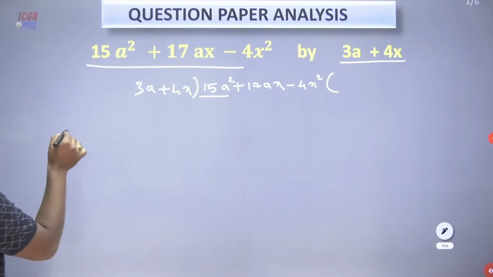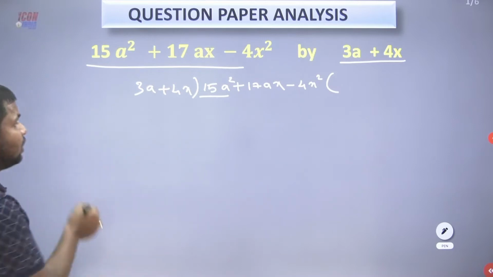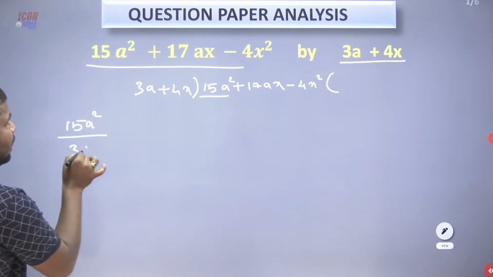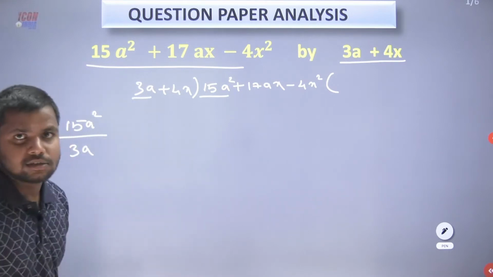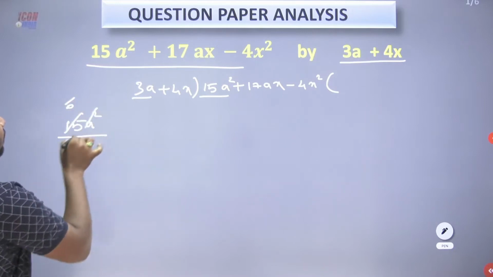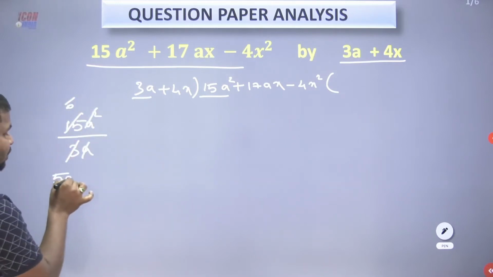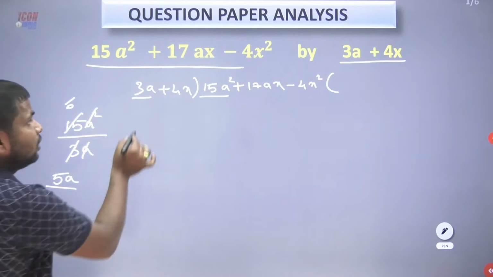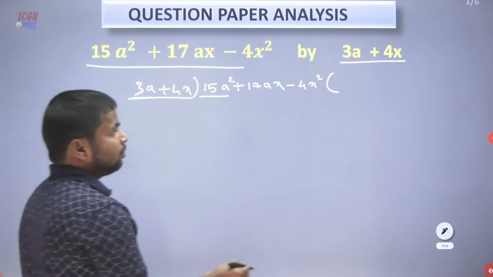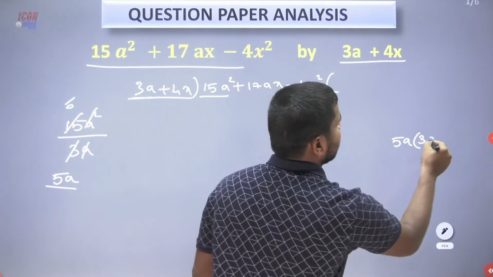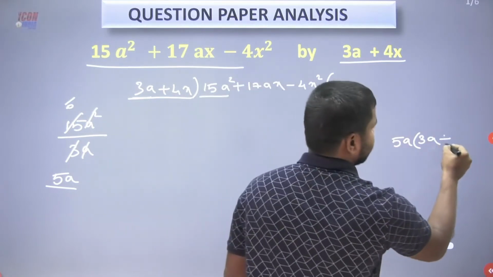When you eliminate the first term, what we need to do is divide 15a square by 3a, the first term of the divisor. Yes, we have already learned. 3 1s are 3, 5 3s are 15, and a will get cancelled, so the remaining is 5a. So here we have a term 5a. It means we need to multiply 5a with the entire divisor: 5a into 3a plus 4x.